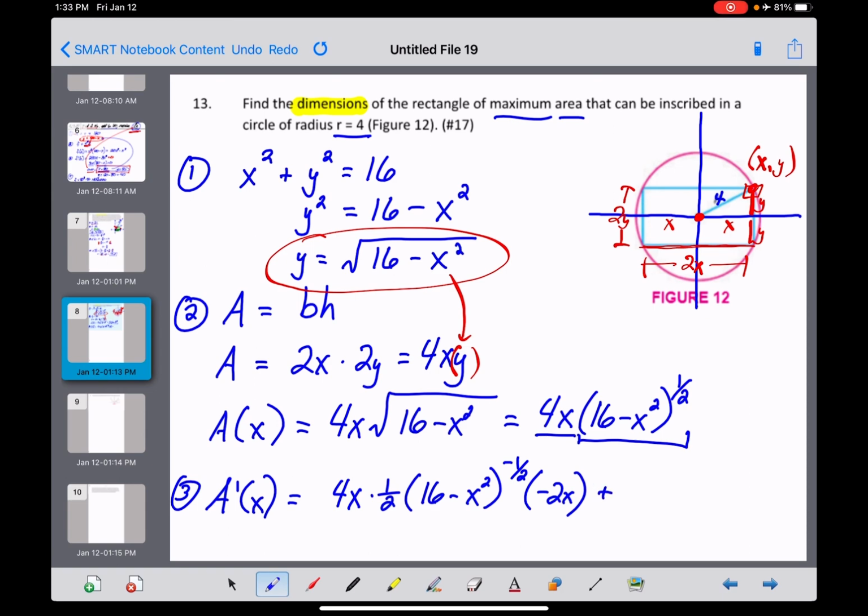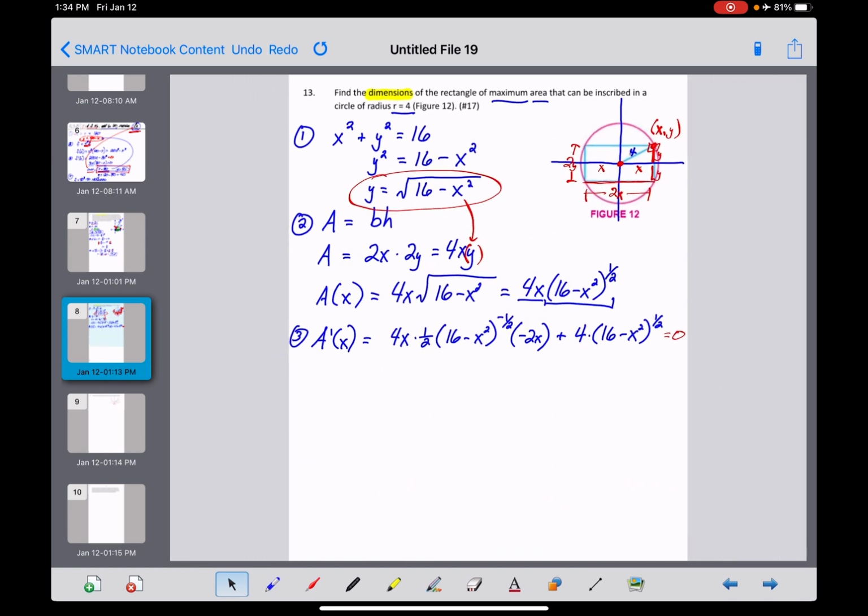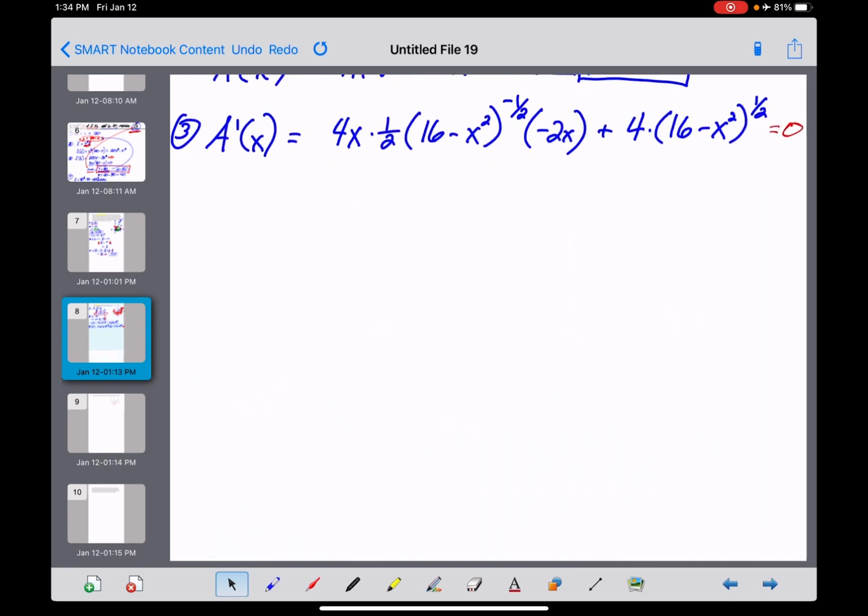Now, plus the second factor, 16 minus x squared to the 1/2, times the derivative of the first, which is just going to be a nice simple 4. So there's our derivative. We want to set that equal to 0 and go about solving this. So, okay, actually that's not bad at all right there. Now, I definitely think it would benefit us to simplify this derivative a little bit.